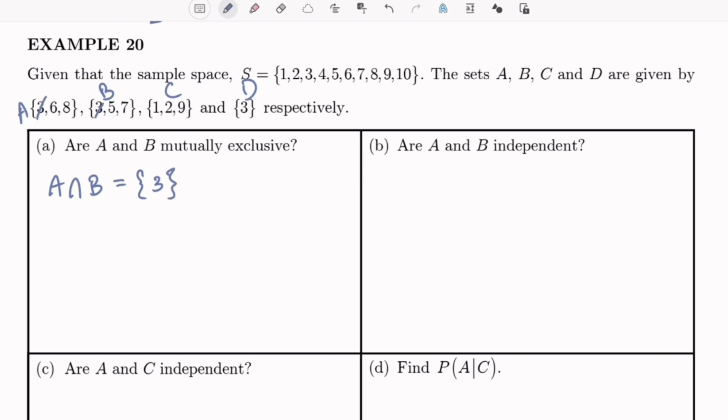Since there is a common element for A and B, we can say that A and B are not mutually exclusive.